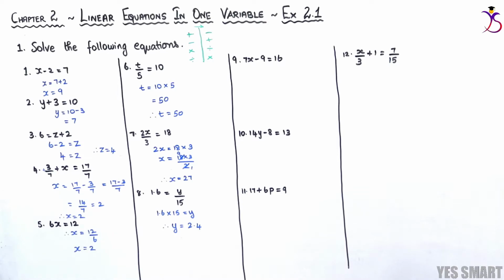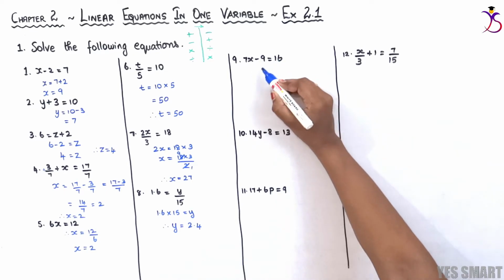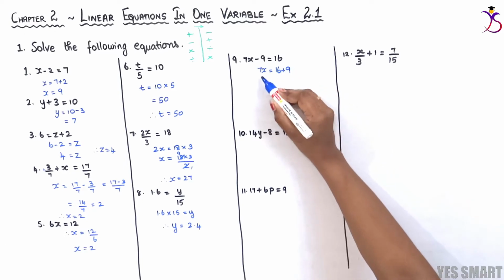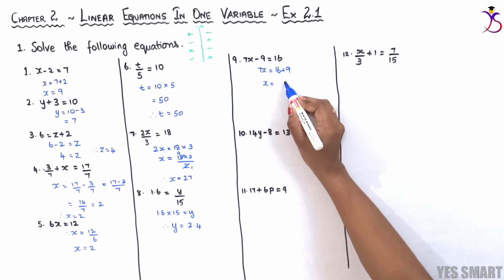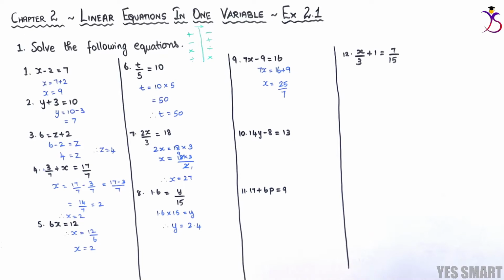Now, ninth sum, 7x minus 9 equal to 16. First, let's bring the minus 9 to the other side. When we transpose minus 9, it becomes plus 9. So, 7x is equal to 16 plus 9. Now, 7, we will bring this side so that it becomes division. x is equal to 16 plus 9 is 25 by 7.